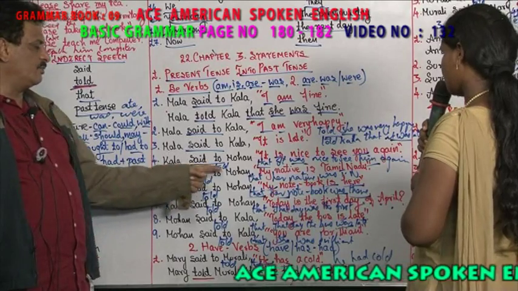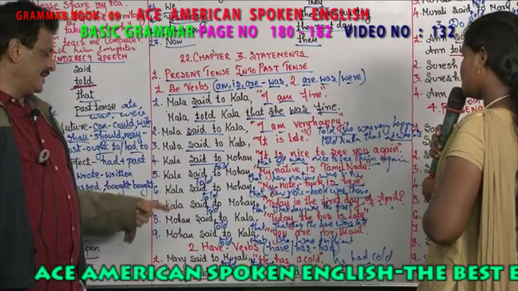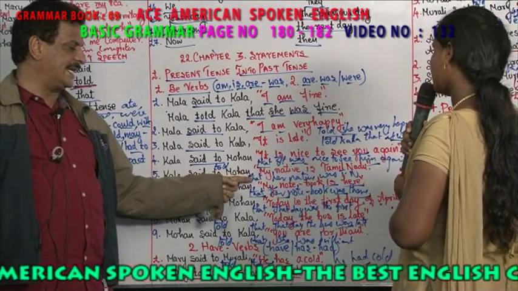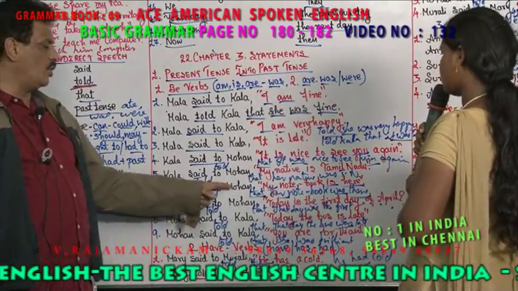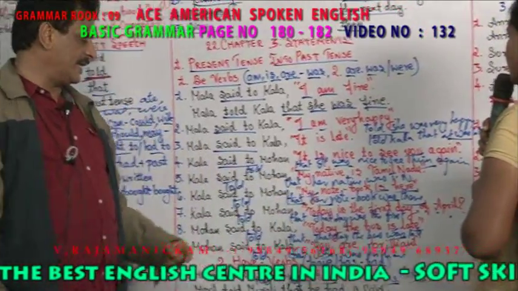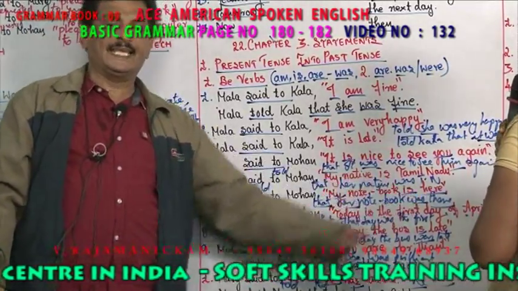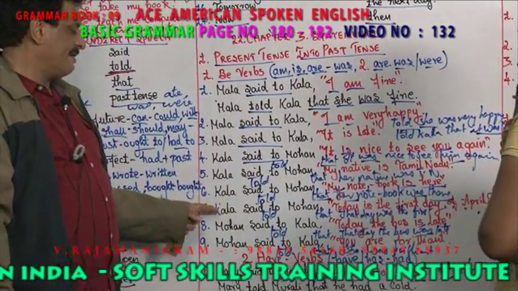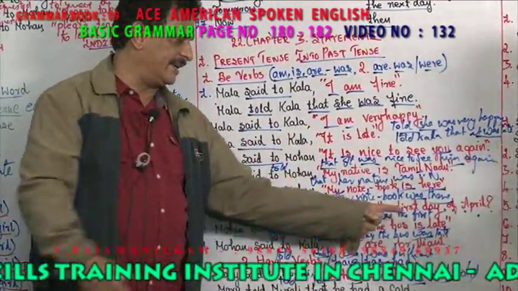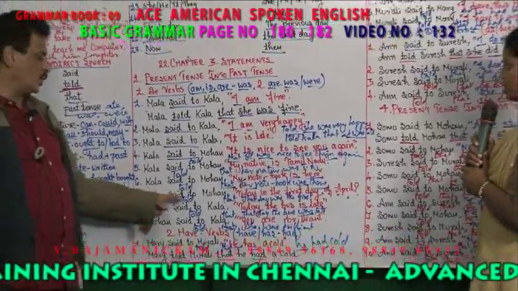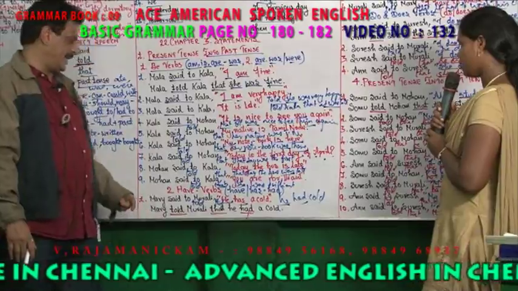அடுத்து Kala said to Mohan, my native is Tamil Nadu. அயற்கூற்றில் என்னவாக மாறிவிடுகிறது? Kala told Mohan that her native was Tamil Nadu. Kala said to Mohan, my notebook is here. அயற்கூற்றில் Kala told Mohan that her notebook was there; here என்பது there ஆக மாறிவிடுகிறது. Kala said to Mohan, today is the first day of April. கொஞ்சம் தள்ளி நிழல் விழுகிறது. So Kala told Mohan that day was the first day of April.